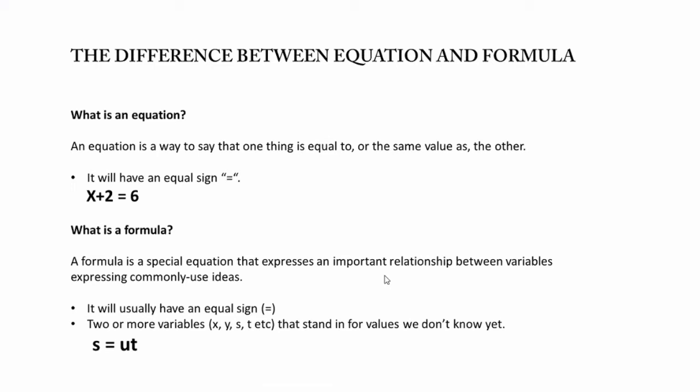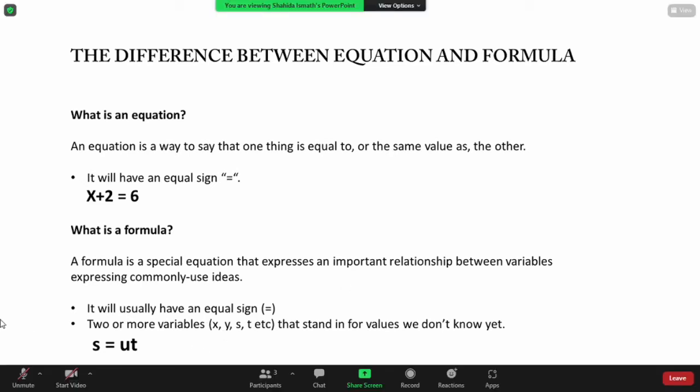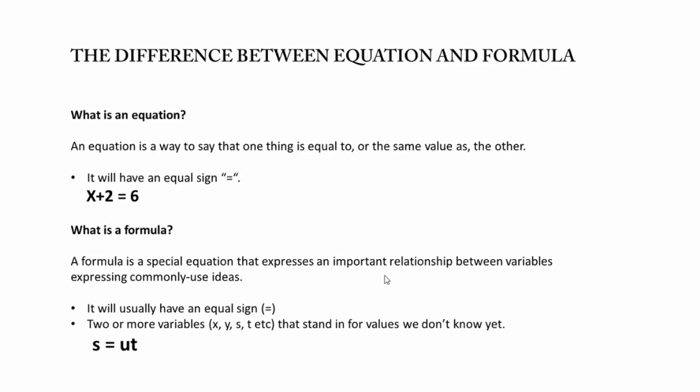Well, so what is an equation? As the screen says, an equation is a way to say that one thing is equal to or the same value as the other. Simply, an equation says two things are equal. So what is on the left side is equal to what is on the right. We can put the statement as this equals that. So when we take A equals A, obviously you can see that what is on the left side is equal to what is on the right side. Anyways, A is equal to A.